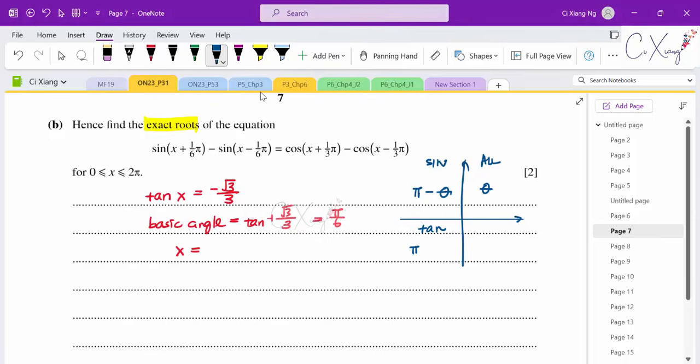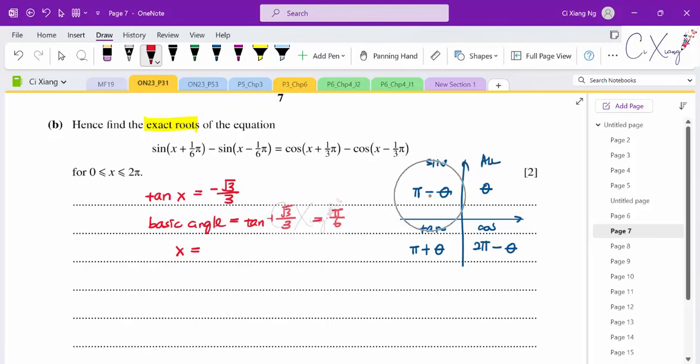Then to get the answer from this pi, you have to take tangent plus basic angle. And after that, for the fourth quadrant, cos is positive. To get the answer from here, you have to take 2 pi minus basic angle. Right, so for this question, we are looking for tangent x equals a negative value. So in what quadrant is tangent x a negative value? So second quadrant, tangent x will give you a negative value, right?